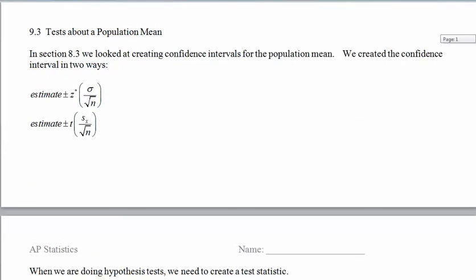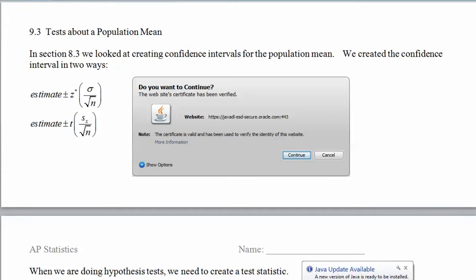And so we are now going to be looking at tests about population means. And the test we will be using in this lesson is the one sample t-test. Examples that we'll be looking at include one-sided tests, two-sided tests, and matched pairs. So similar to what we have done in chapter 8 on confidence intervals and in 9.2.